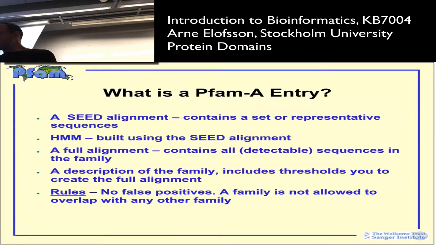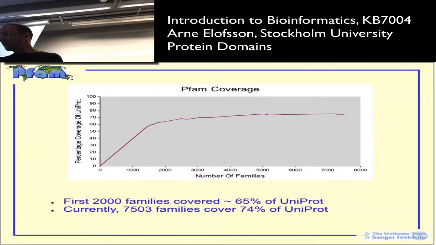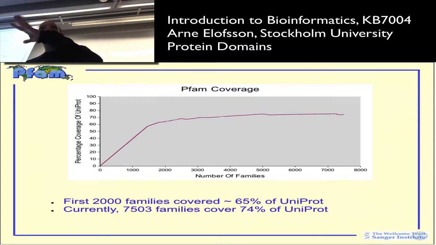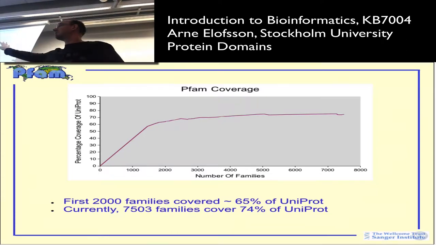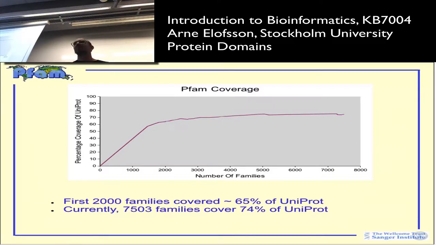And so how big is it today? This is probably also a few years old. So basically, the first 2,000 families cover about 65%. So there are a few thousand families, more or less the same number as superfamilies in SCOP, that cover a large part of all the proteins we know, 65%. And then there are many, many more small families. I think it's close to 10,000 families today. But most of these, like 80%, are small and do not have very many hits.